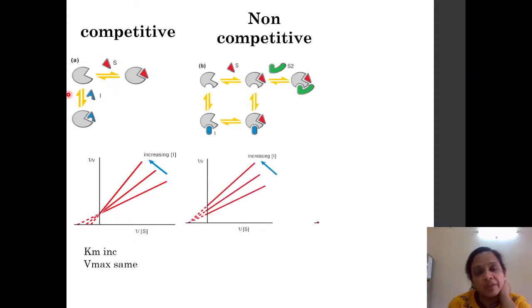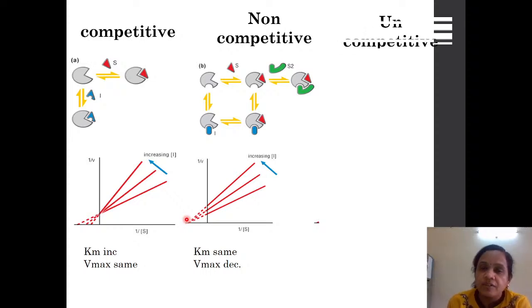Next is non-competitive inhibition. In non-competitive inhibition, the inhibitor can either bind to the enzyme or it can bind to the enzyme substrate complex also. So as a result, even though you increase the concentration of the substrate, the reaction will not reach Vmax. So the Vmax is decreased and the Km is the same.